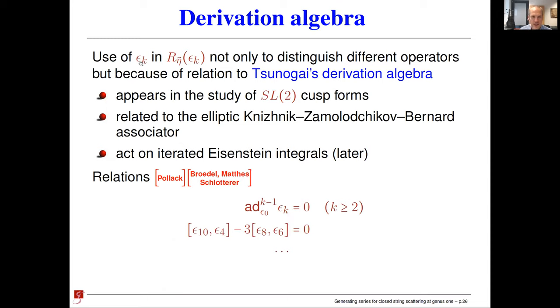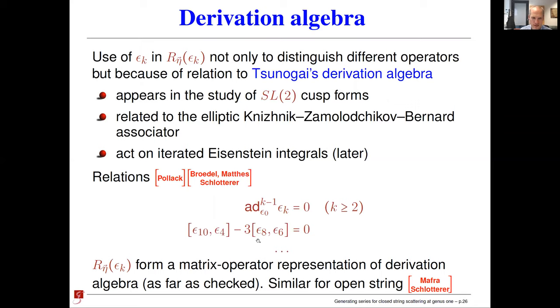So these epsilons are abstract elements of an abstract algebra called the derivation algebra. And in this algebra, they satisfy relations. For example, if you take this epsilon zero, which has a certain special role, if you raise this to a certain power and act with it using the adjoint action on epsilon k, you get zero. So this power that you need for acting on epsilon k depends on k, but there's always a relation like this. There are also more non-trivial relations, and these relations are very closely related to modular cusp forms. But for here, I think it suffices to know that there is such an abstract algebra. This relation we will see again in a moment.